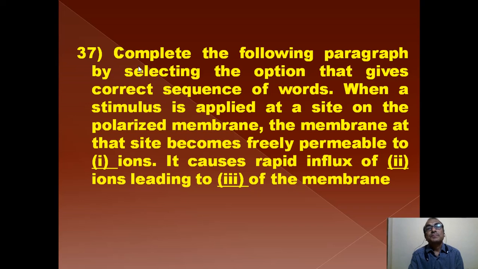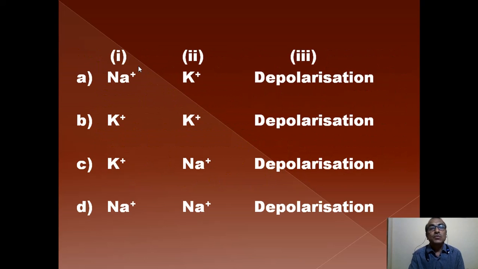So we see that when a stimulus is striking at a site on the polarized membrane, the membrane at that site becomes freely permeable to sodium ions. That means sodium ions start entering inside the neuron. It causes rapid influx, meaning entry, of again sodium ions, leading to what happens to the membrane? Depolarization of the membrane. So therefore, here option D will be right. Sodium and depolarization.